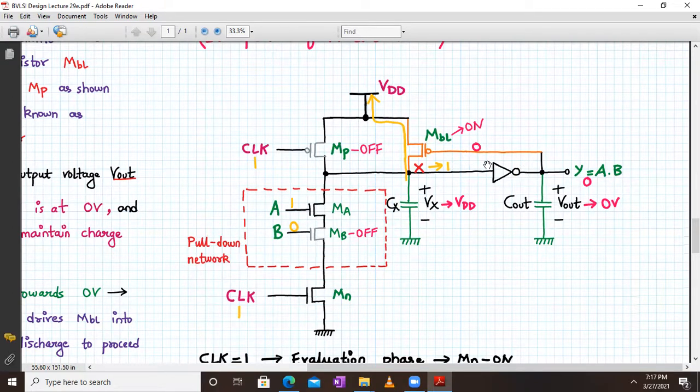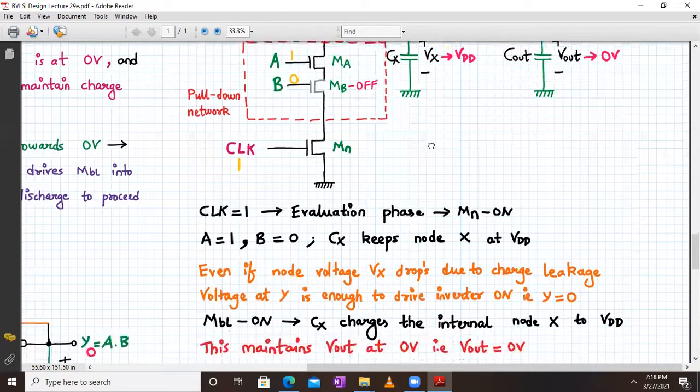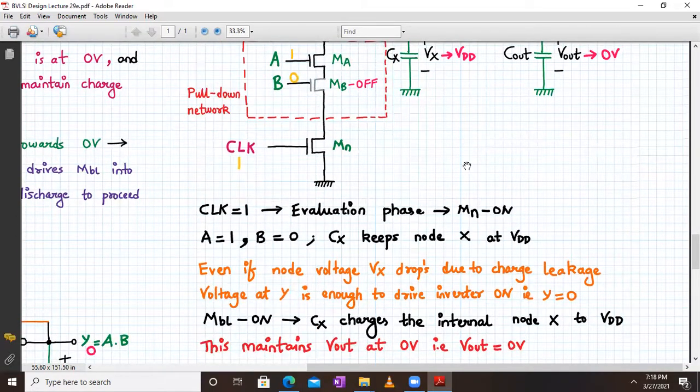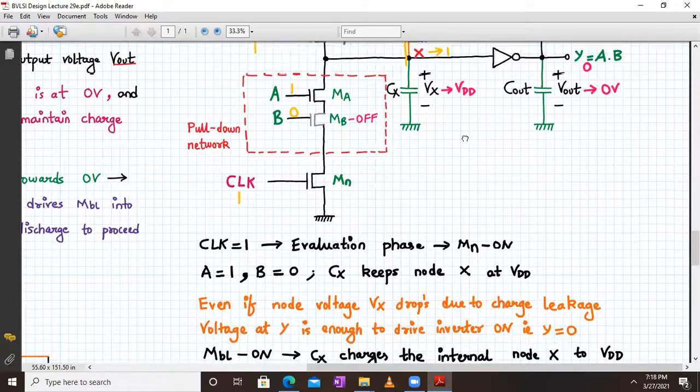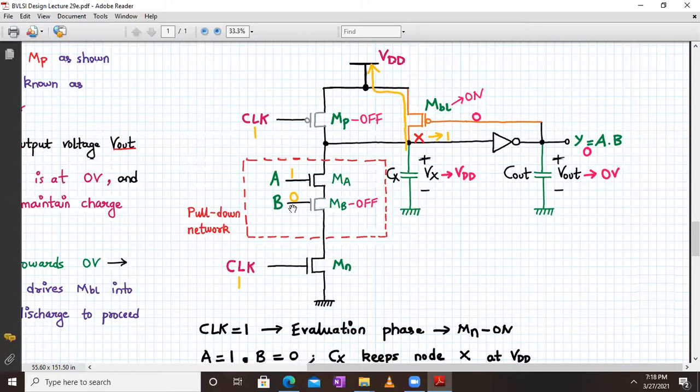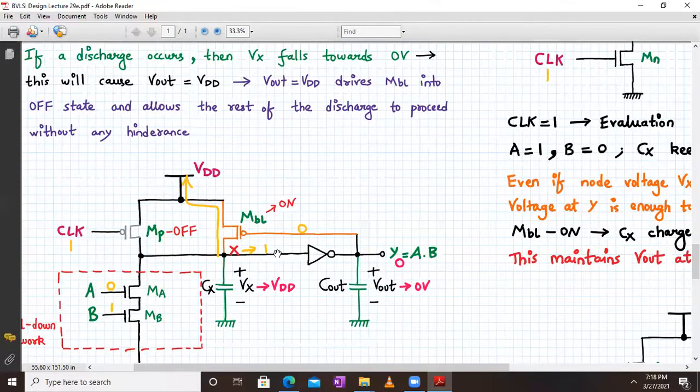In this way, your charge sharing problem, which was reducing the internal node voltage, is getting solved, because as soon as we go beyond the static inverter, if we apply a logic 1 over here, the static inverter makes it a logic 0, and that will turn on this MBL transistor. So your internal node voltage will be VDD. So output again will be a strong 0. In this way, this will maintain the output voltage as 0 volt for A as 1 and B as 0. This is an AND gate, so it is proper. Vout should be 0 only. Let us check the next case.